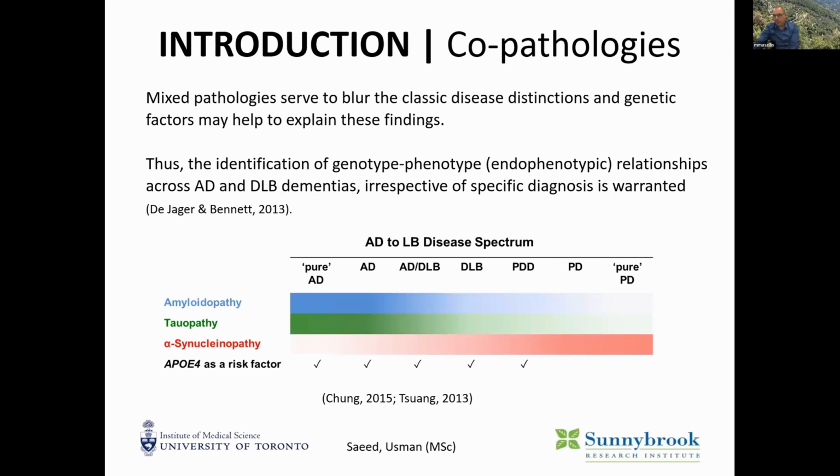As I alluded to, mixed pathologies can blur classic disease distinctions, and genetic factors may help explain these findings. One genetic risk factor, the ApoE4 allele, not only increases risk for pathologically proven Alzheimer's disease, but also increases risk for pathologically proven dementia with Lewy body spectrum disorders, as well as mixed Alzheimer's and DLB. So we wanted to look at the association between ApoE4 and hippocampal volumes to see if that may be one reason why ApoE4 increases risk for both of these diseases, and how it may do so.